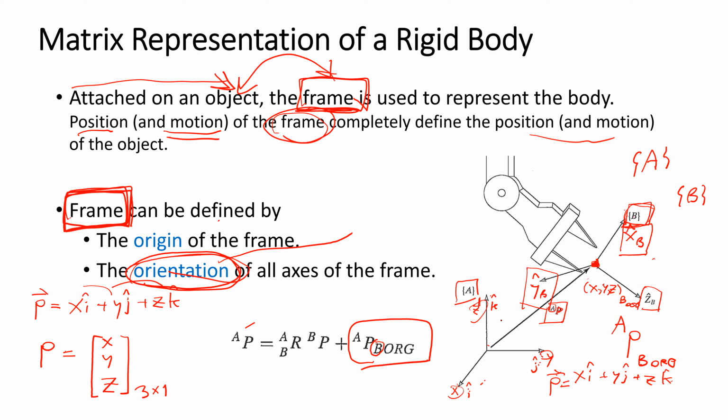If we give these 9 components, 9 relationships, in a matrix, we can give a full description of the orientation of the B frame with respect to the A frame. And this is the concept. In the following slide, we will see how to compose these 9 components of the matrix.